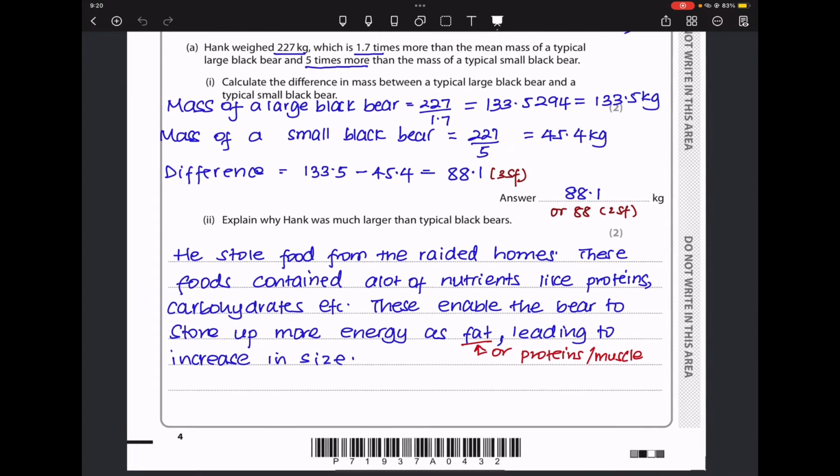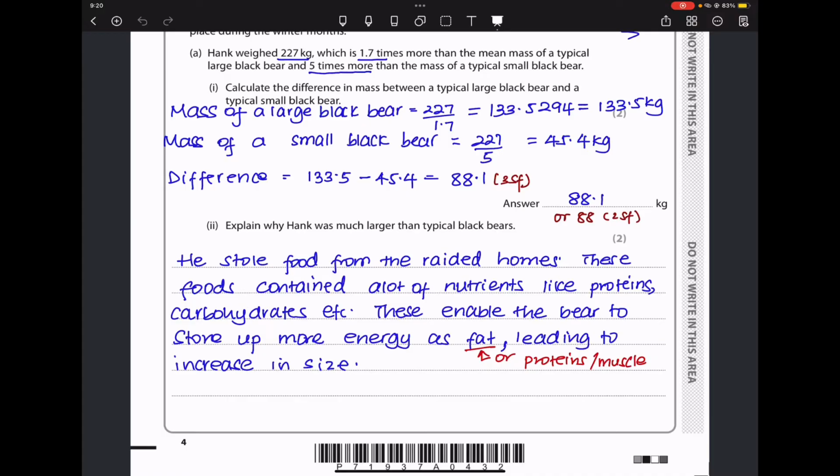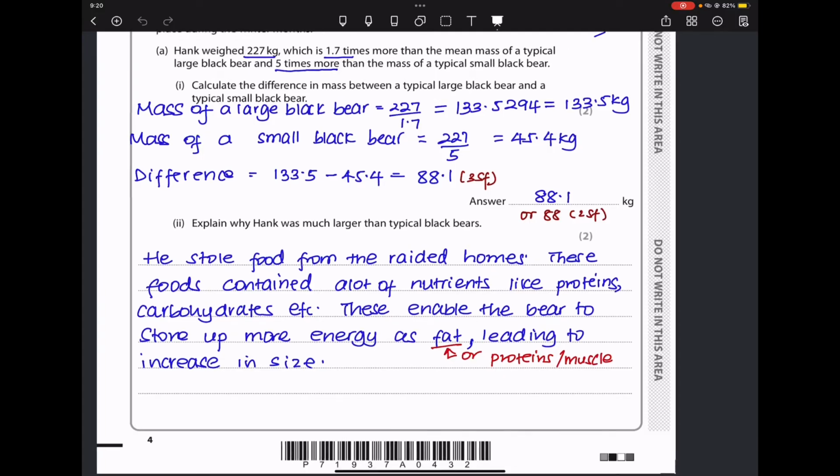The next they said, explain why Hank was much larger than typical black bears. Now remember, from the introduction they said Hank raided homes and stole food. So because he stole food from the raided homes, these foods contained a lot of nutrients like proteins. And again, proteins contribute to the mass. So proteins, carbohydrates, and these enable the bear to have more biomass, and therefore it was able to store some as fat, leading to the increase in size.